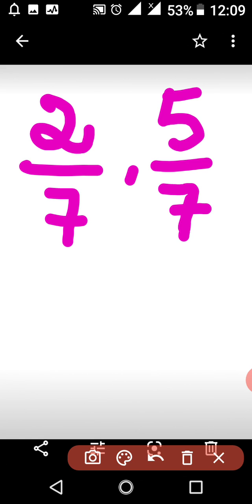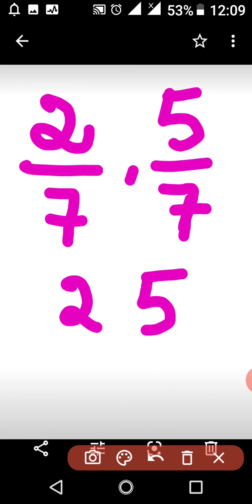The denominators are the same, so we can compare the numerators easily. What are the numerators? First fraction numerator is 2 and second fraction numerator is 5. As denominators are same, there is no need to compare the denominators because both are equal. We are going to compare the numerators. 2 and 5, which is greater? 5 is the greater one, which means 2 is smaller than 5.